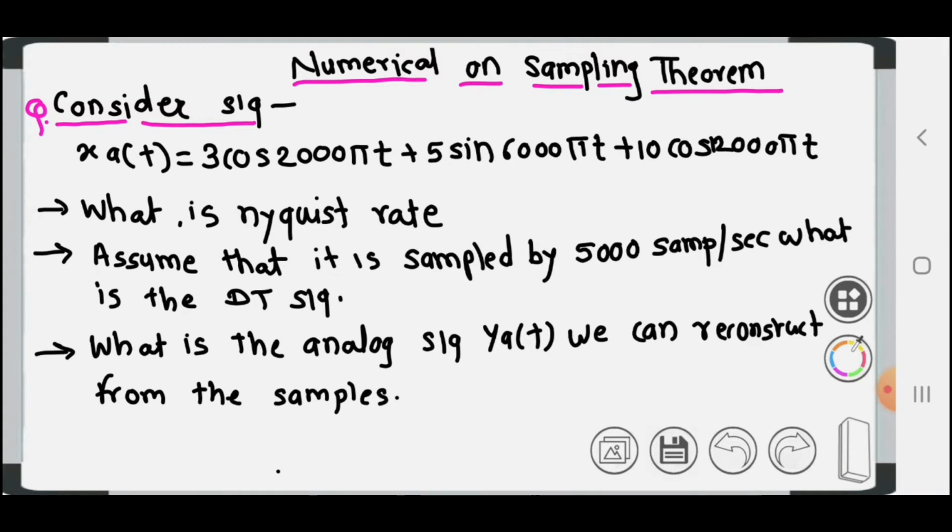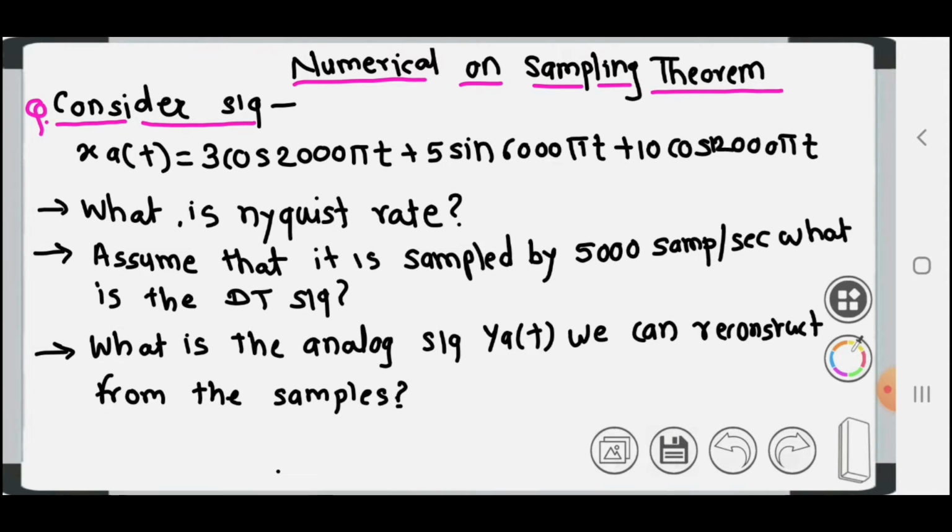Consider the signal xa of t, which is equal to 3 cos 2000 pi t plus 5 sin 6000 pi t plus 10 cos 12,000 pi t. Then, what is the Nyquist rate? That is the first question. The second part is, assume that it is sampled at 5000 samples per second, what is the discrete time signal? The third question is, what is the analog signal y of t we can reconstruct from the samples? Okay, so first of all, see what is given in this numerical.